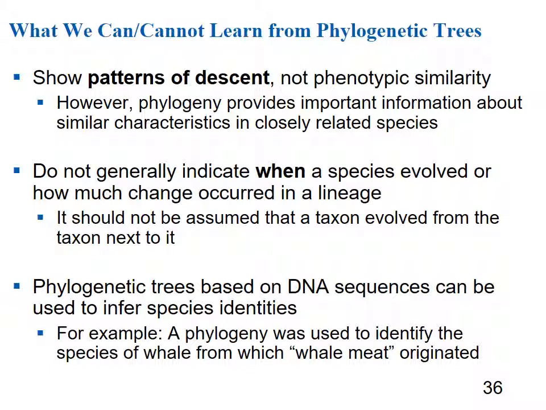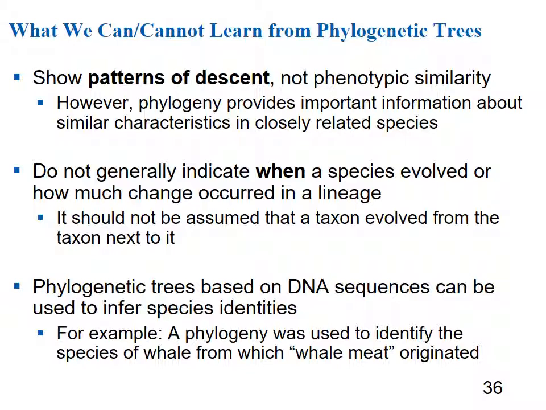So phylogenetic trees can show us patterns of descent, but not so much phenotypic similarity. Although phylogenies do provide important information about similar characteristics in closely related species, they also don't generally indicate when a species evolved or how much change occurred in a particular lineage. It should not be assumed that a taxon evolved from the taxon next to it. Like I said, the leopard didn't evolve from the turtle.